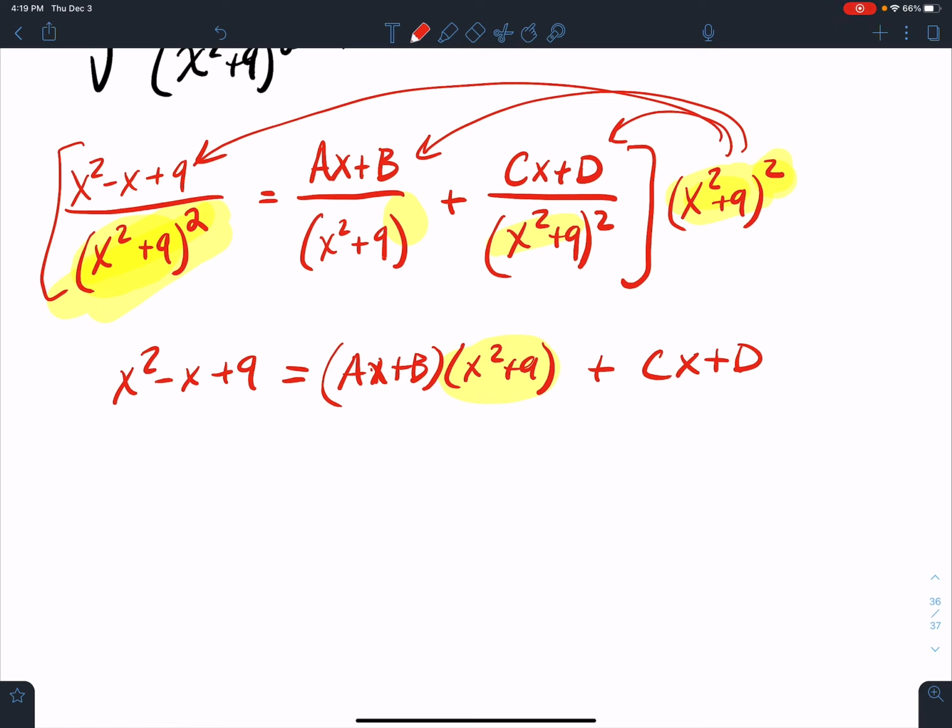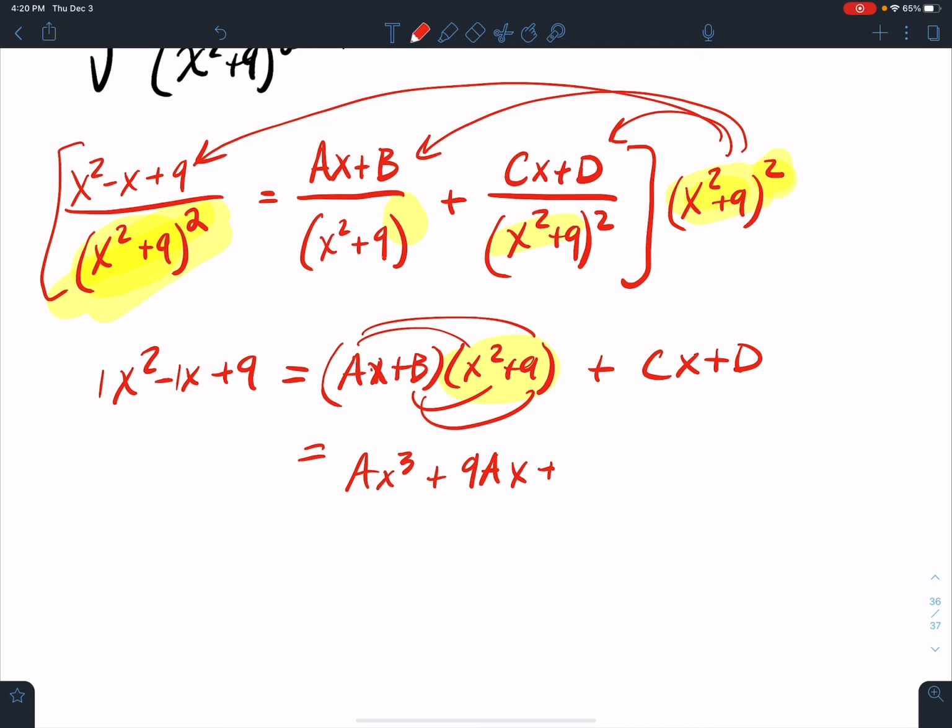I actually am going to multiply all this out for this particular problem, because it's not apparent to me what value I could plug in to make terms go away. So I'm going to distribute this out and see if we can't do it the polynomial way, where we make the coefficients line up. So FOIL this, double distribute, you get ax cubed plus 9ax plus bx squared plus 9b plus cx plus d.